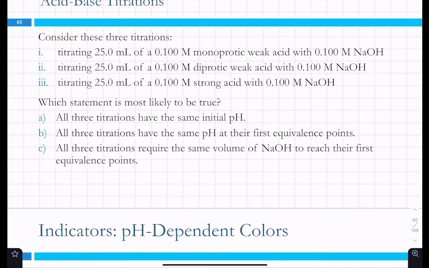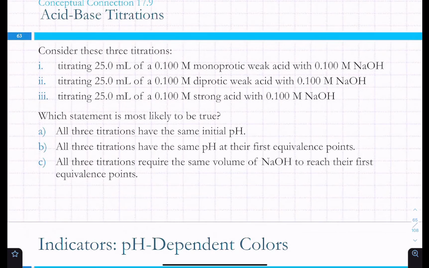So this question is a little bit tricky. We have three different titrations. In one of them, we have a monoprotic weak acid. In the other one, we have a diprotic weak acid. And in the third one, we have a strong acid. And we're titrating the same concentration of each of them with the same concentration of sodium hydroxide. So, keeping that in mind, which of these statements is most likely to be true?